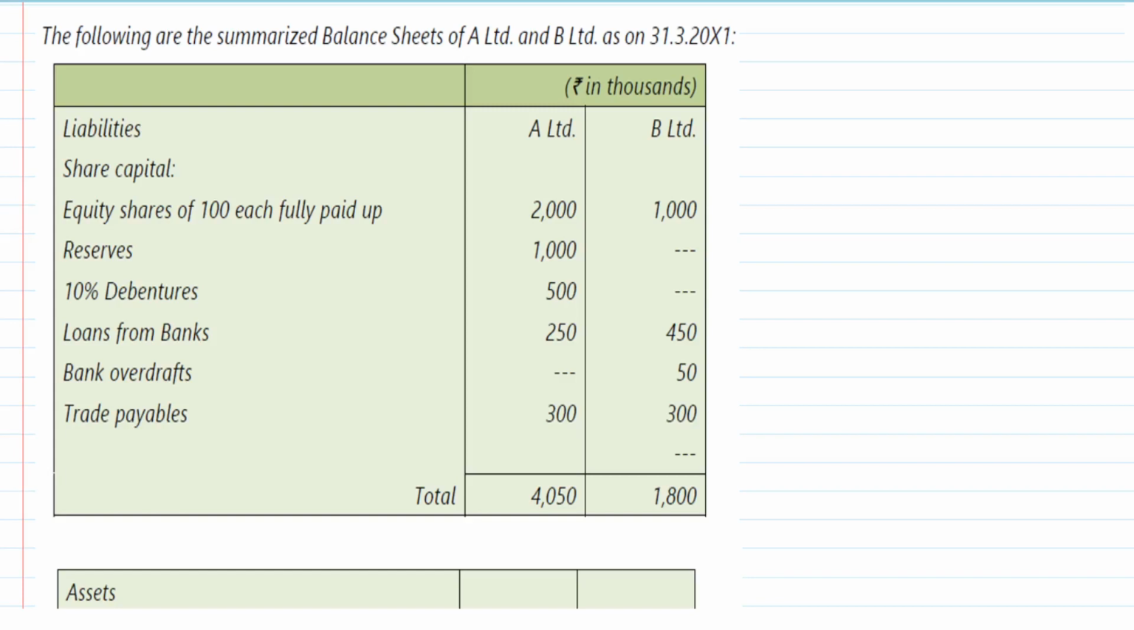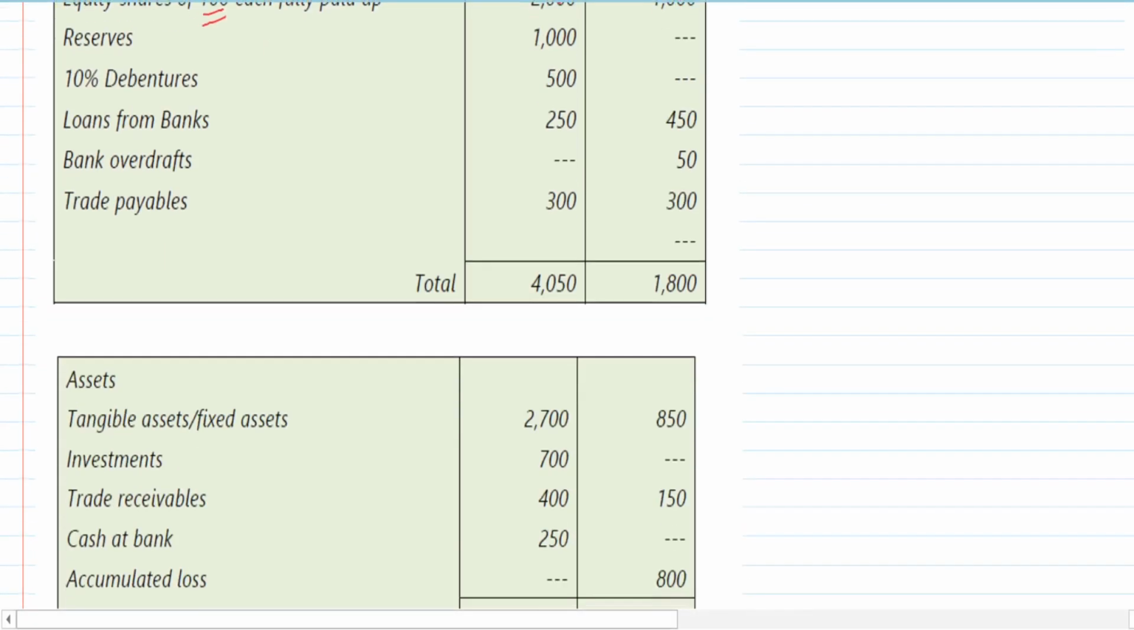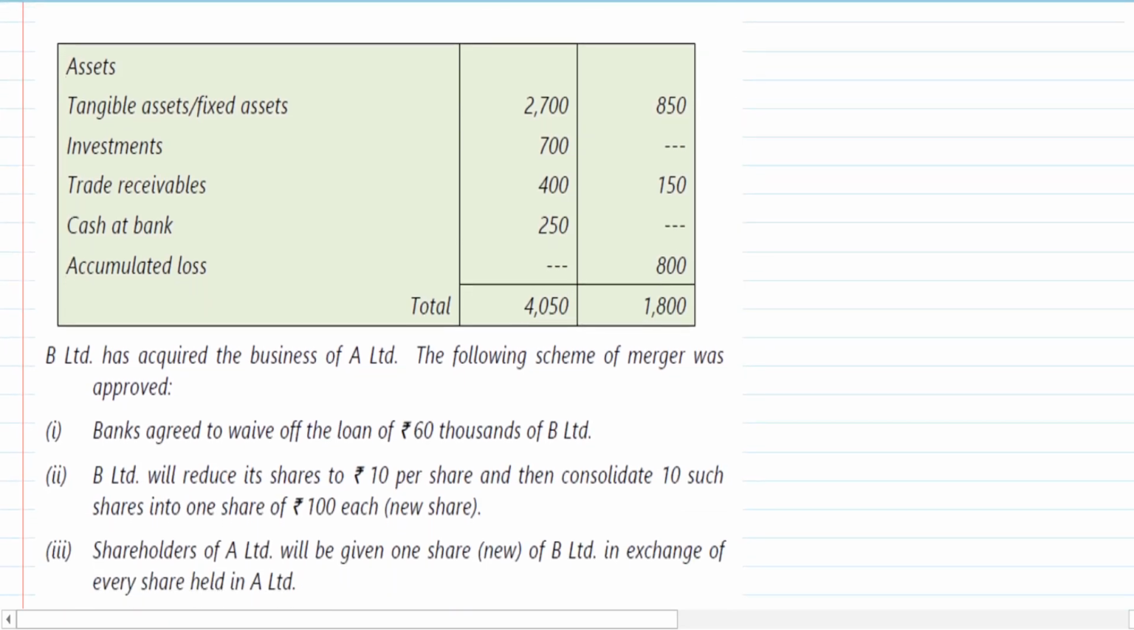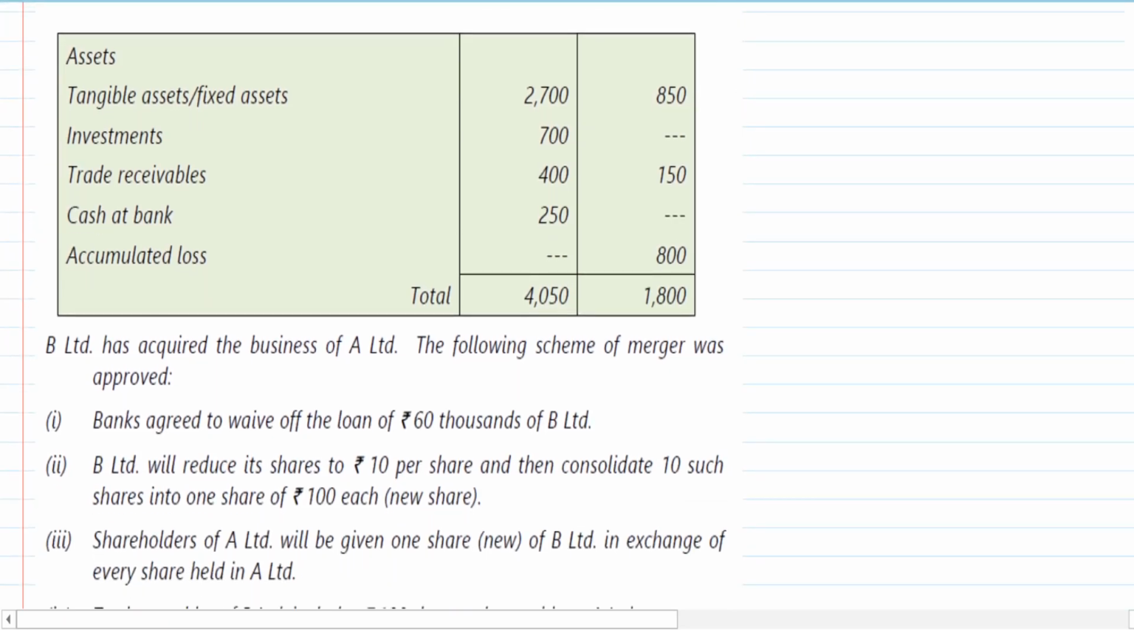The following are the summarized balance sheets of A Limited and B Limited as on 31st March 20x1. Figures are in thousands. Equity shares of 100 each. So 100 each. That means 20,000 shares are there here and 10,000 shares are here. No preference shares are there. Reserves, debentures, loan from bank, overdraft, and the trade payables. Assets are given. Tangible assets or the fixed assets, investments, trade receivables, cash at bank, accumulated loss is there.